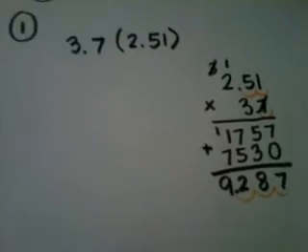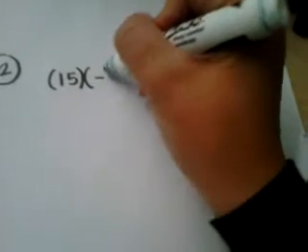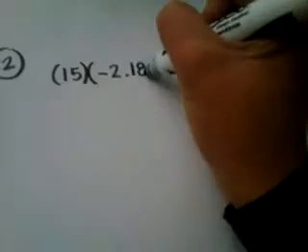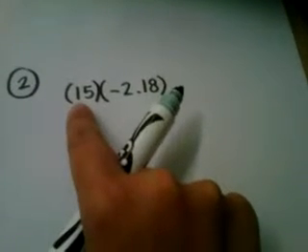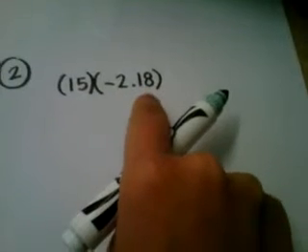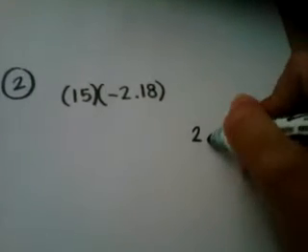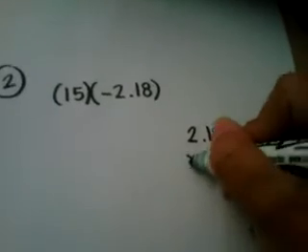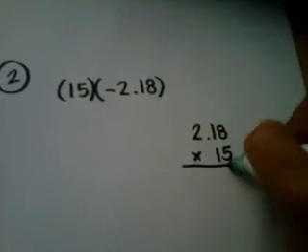Now we're going to try one more problem together. In this one, we're going to throw in some decimals that have positive and negative signs. This time I have 15 times negative 2 and 18 hundredths. Again, this one has a number that has 2 digits and a number that has 3 digits. So we want to stack the number with more digits on top and the number with fewer digits on the bottom of our multiplication.